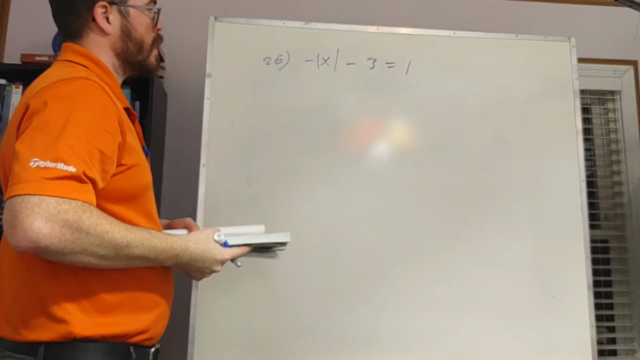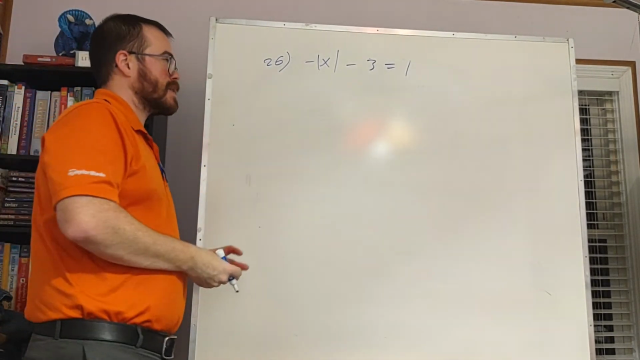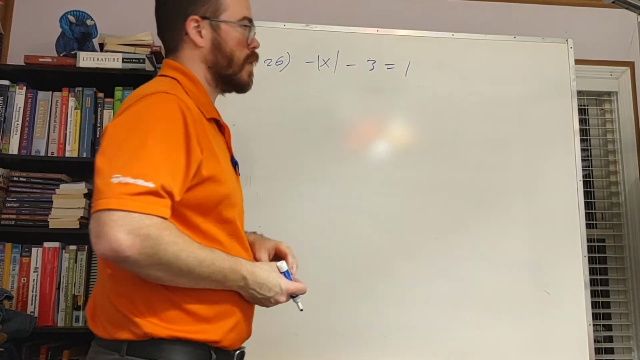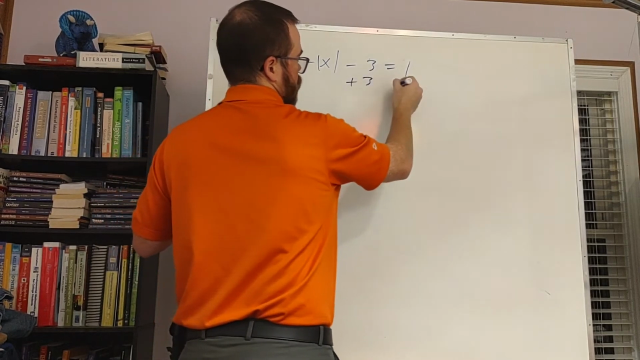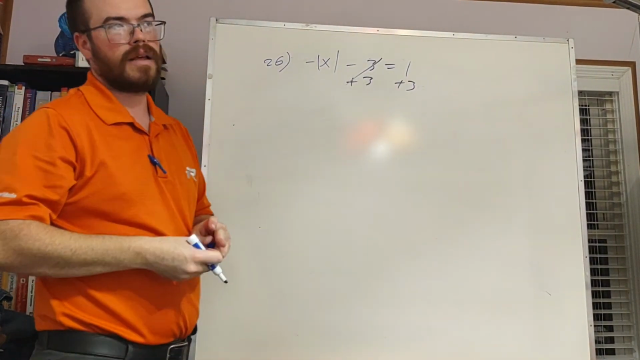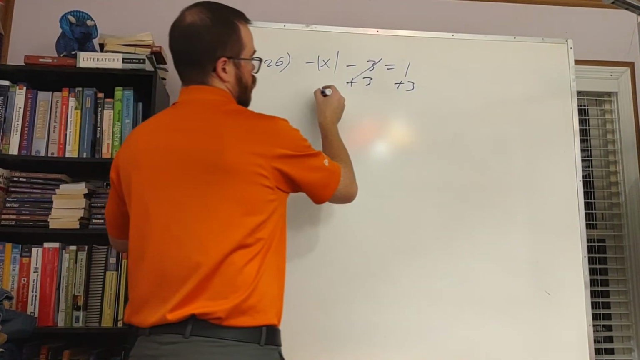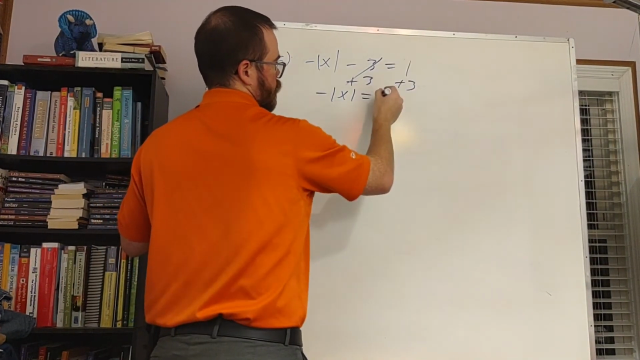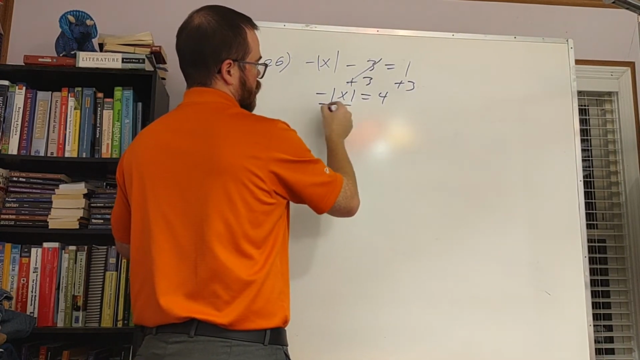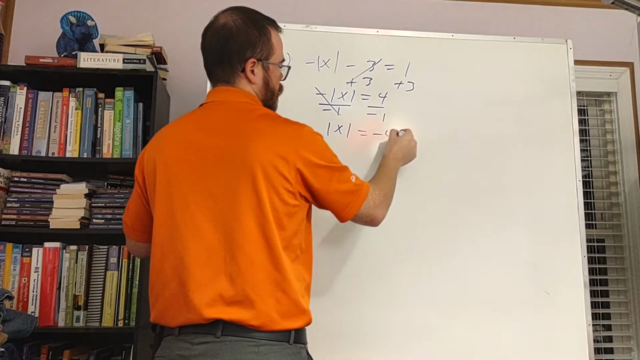So that one doesn't look too bad. We don't have the absolute value of x by itself yet, so that's what we should work on. Remember, we're going to get rid of this 3 first. So we have to add 3 to both sides. So that's what you're thinking. I want to get this guy by itself. We want to get x by itself in the end, but to begin with, we have to get the absolute value of x by itself. So we've got negative absolute value of x equals 4. If I divide by negative 1 on both sides to get this by itself, we have absolute value of x equals negative 4.